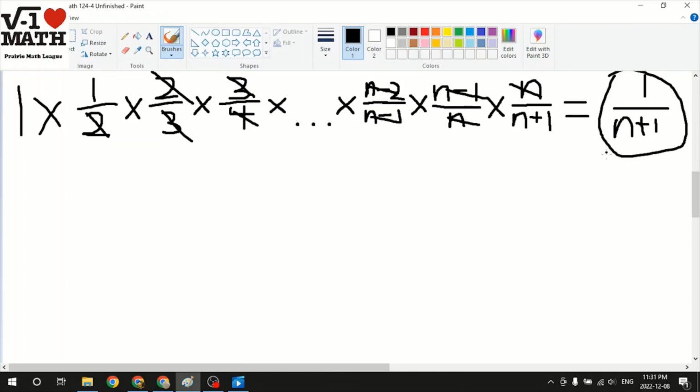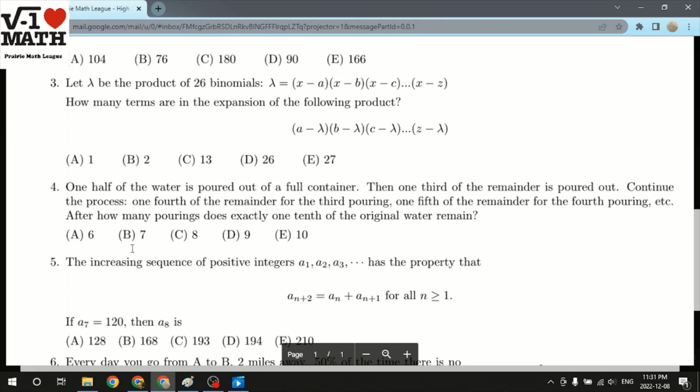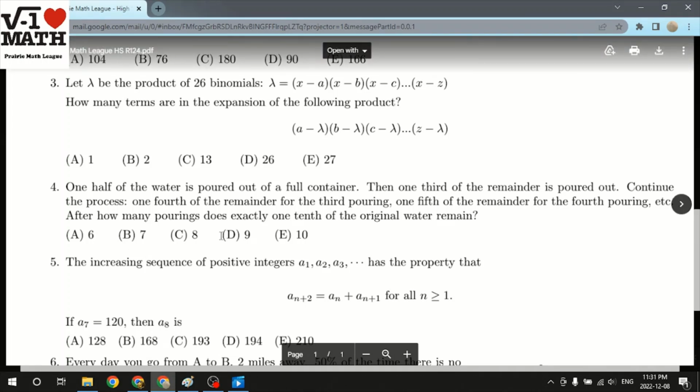So let's say we have 1 over n plus 1. This is equal to 1 over 10, sorry. Then that would mean n plus 1 is equal to 10. n equals 9. And we already established that n is the amount of pours you do in order to get this value. So for question 4, the answer is D, 9.